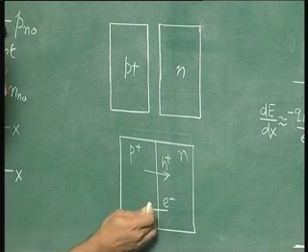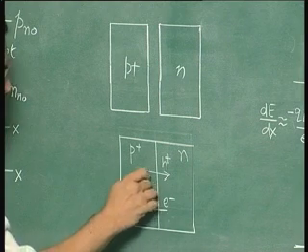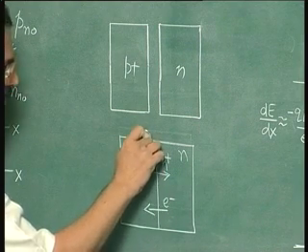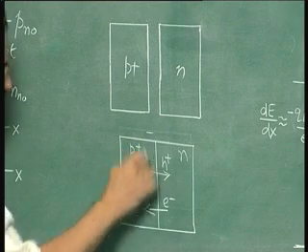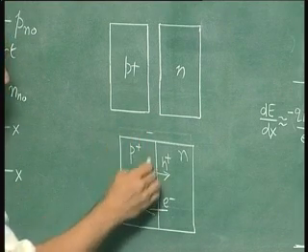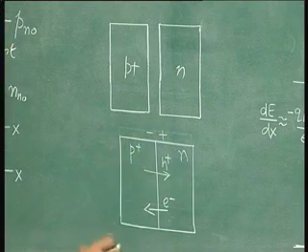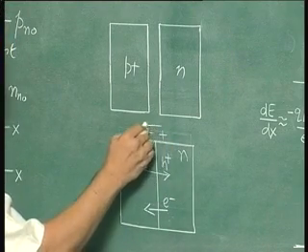But this movement causes build-up of an electric field. If P region loses holes, it becomes negatively charged. Also, it is gaining electrons. That is another reason why it is becoming negatively charged. Similarly, the N region is gaining holes and losing electrons, so it becomes positively charged, and an electric field is set up in this direction.